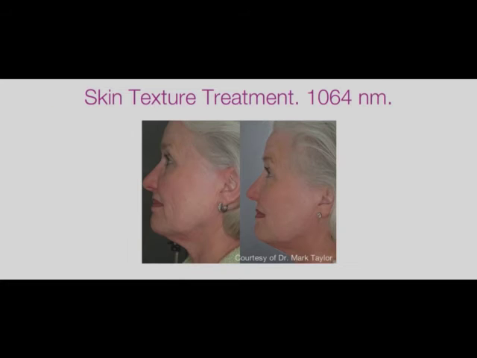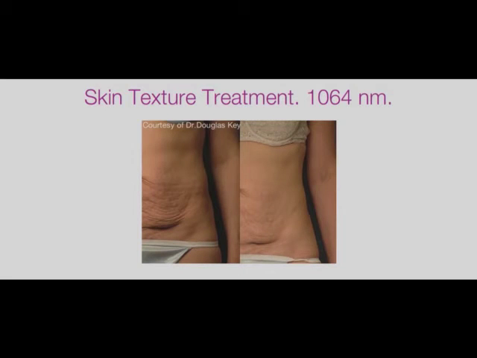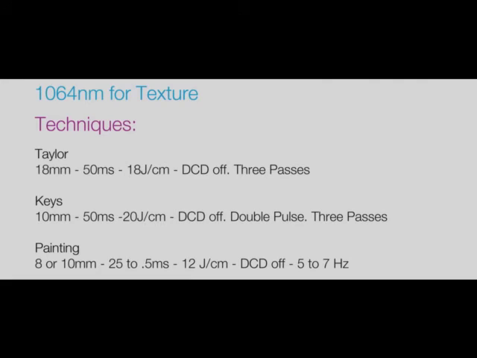Chapter 3. Skin Texture Treatments. Skin texture treatments with the 1064 nanometer wavelength allow for deep heating of the dermis, resulting in collagen formation and subsequently improved tone and texture.